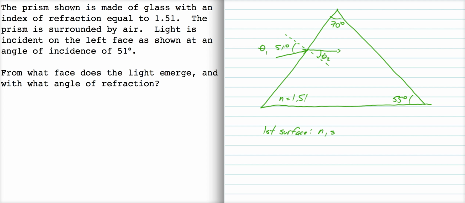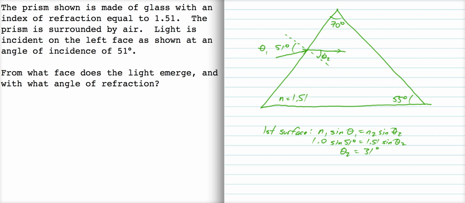So we have n1 sine theta 1 is equal to n2 sine theta 2. Now, outside is air, and the angle of incidence is 51 degrees. Inside, the n is 1.51. So if I solve for theta 2, I get that it is 31 degrees.